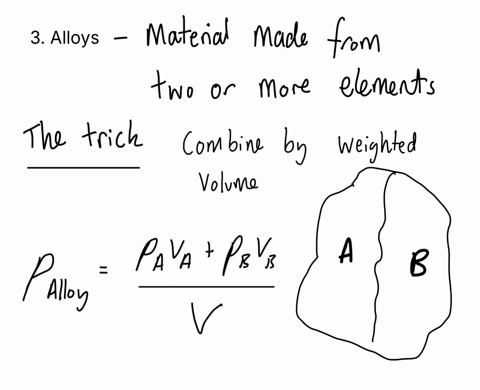An alloy is a material made from two or more elements. The density of the alloy is the total mass over the total volume, which means you add each material's density multiplied by its volume and divide by the total volume. It's essentially a weighted average, weighted by how much of each material there is.